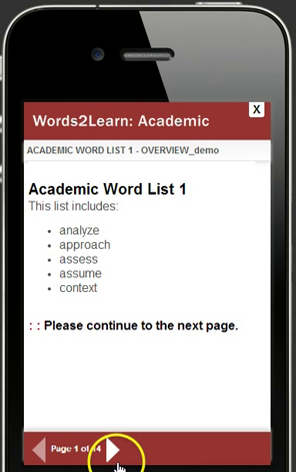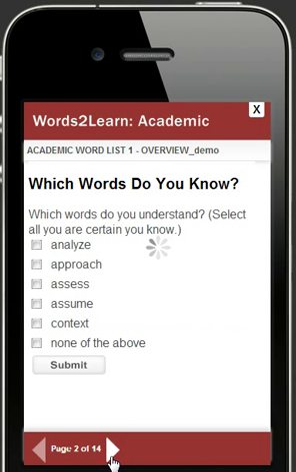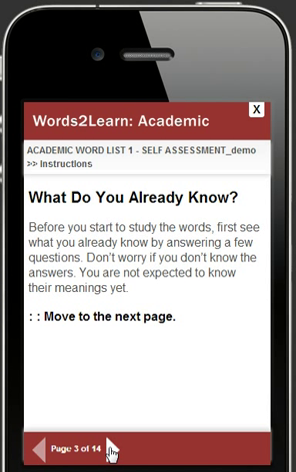Possibly they know the words, and so on the next page we have a list of words, and they get to interact and see if they understand these words, if they've had experience with these words. And so they would select a few, or maybe all of them. And then on the next page we see, do they really know these words? And so there's a little bit of a pre-test.